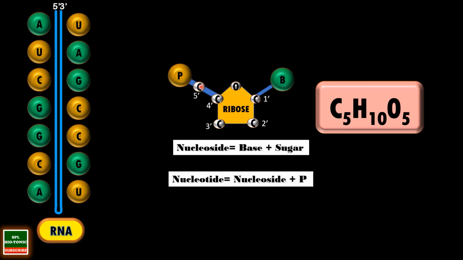So base, sugar and phosphate together are called a nucleotide. Now this nucleotide is in turn made up of nucleoside plus phosphate. If you look at the structure of the nucleotide properly, this entire structure is called a nucleotide, out of which base plus sugar is called a nucleoside, and when you attach phosphate to that group, it is called a nucleotide. So base plus sugar is nucleoside and nucleoside plus phosphate is called a nucleotide. So you must know the meaning of nucleoside and nucleotide, and RNA is a polymer of ribonucleotides.